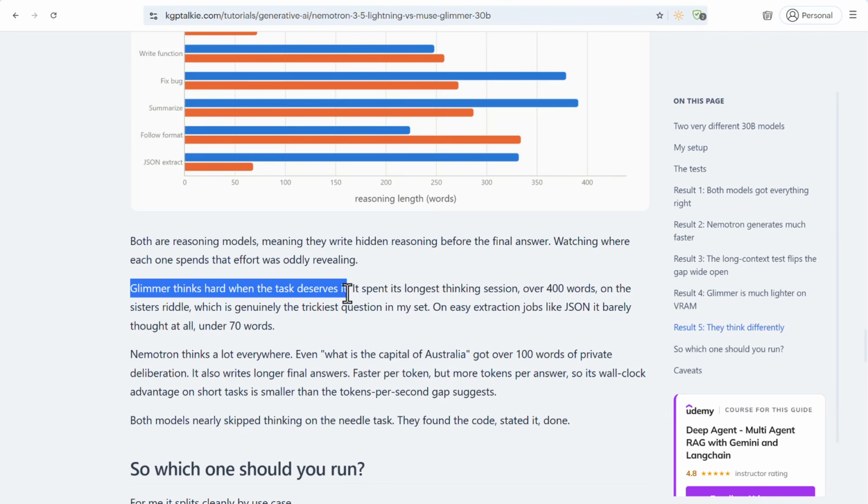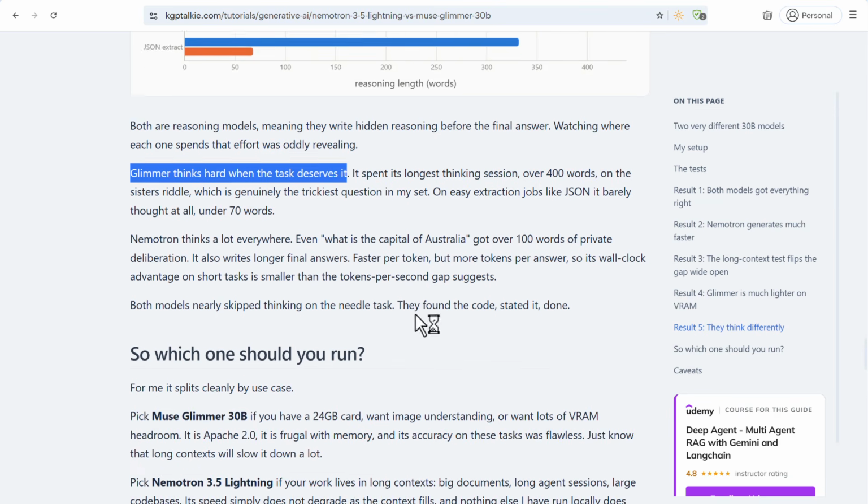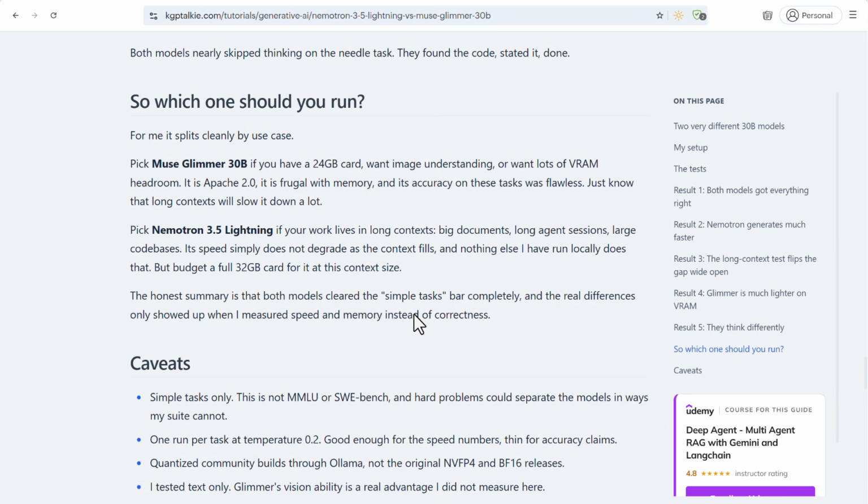So if you are assuming a faster response for a smaller task, then you might not get that speed from NVIDIA, but for longer tasks, I definitely recommend the NVIDIA. Now the question is, for which particular task you need to use which particular model. If you have a small GPU card, let's say 24 GB GPU card only, then in that case, obviously you need to select the Muse Glimmer model. But if you have enough memory, like 32 GB or more, then you can select the Nemotron model. The Nemotron model is going to give you a lot of things here.